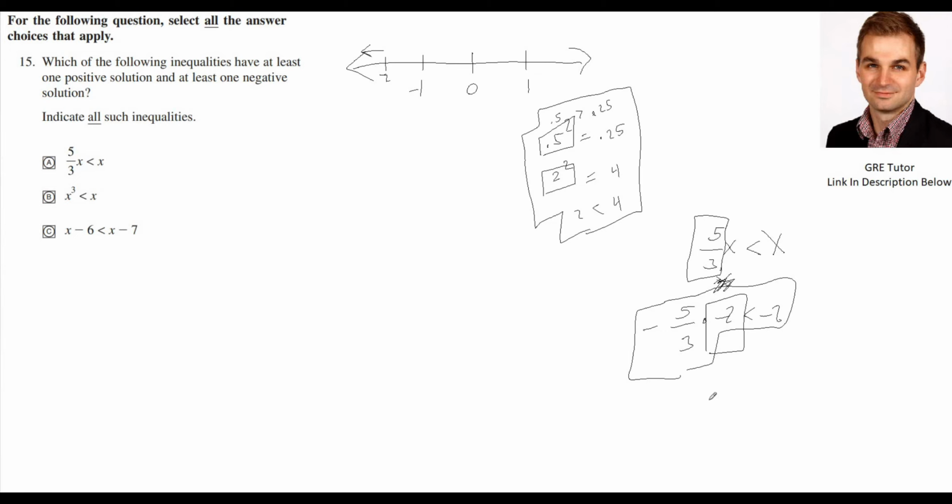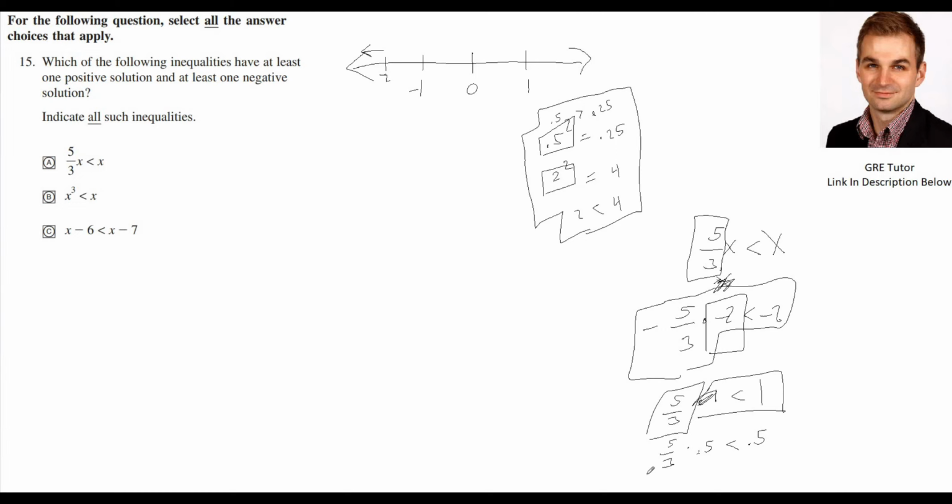Now let's look at positive values. If we take any positive value, let's take 1 as an example, and we multiply it by 5/3, is that going to be less than 1? Well, no, because 1 times 5/3 is 5/3, so this one doesn't work. Would it work if it's less than 1, like 0.5? Again, no, because 0.5 is not going to be greater than 0.5 times 5/3.